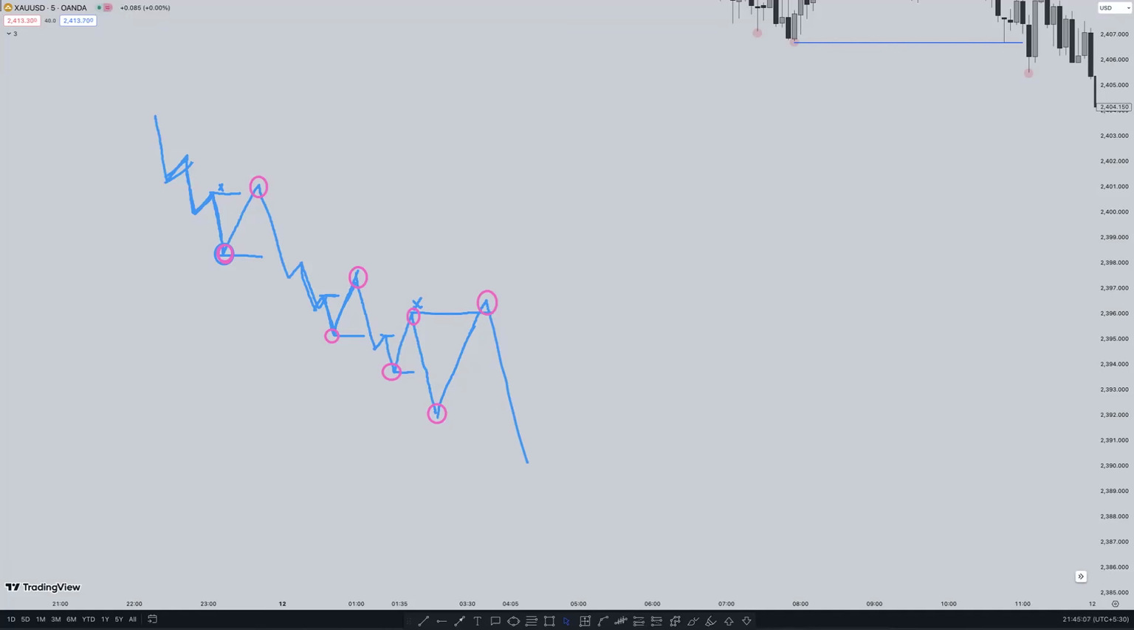Look, choch: when the market breaks the previous major high or low, that becomes a choch. Like this, the previous main high is here, the previous lows are broken, that becomes a choch.